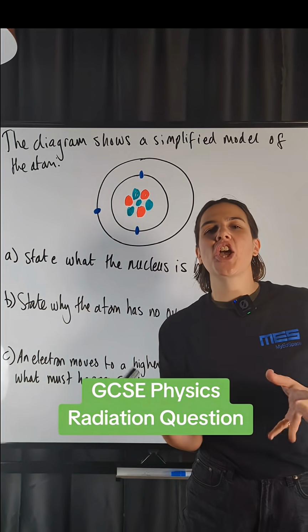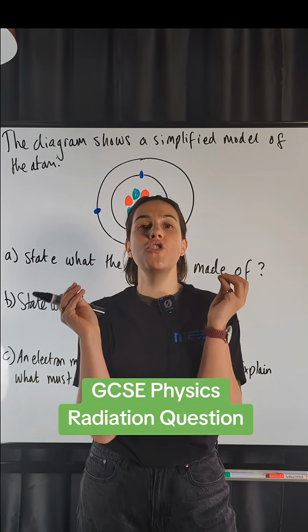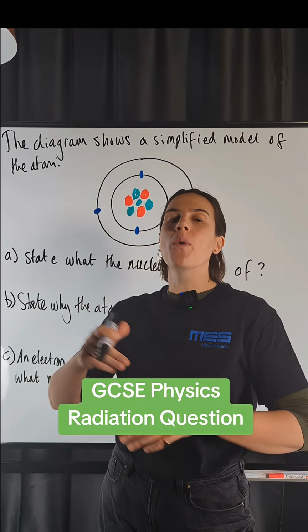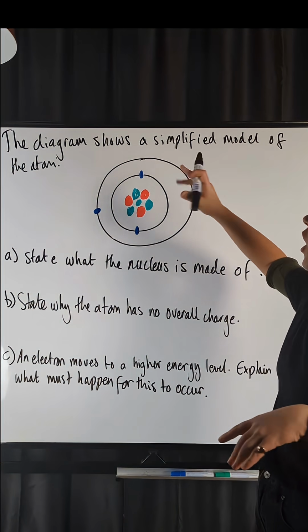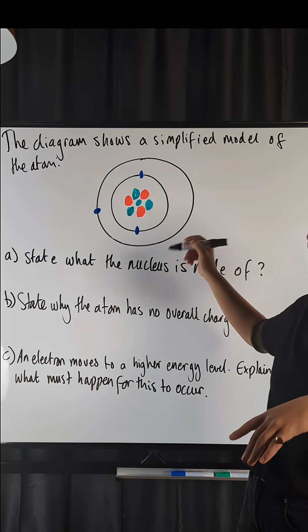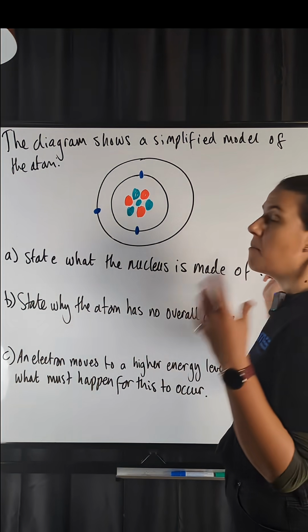Hey GCSE physicists, coming to you today with some nuclear physics. So we're going to have a look at this question on the board. The diagram shows a simplified model of the atom. The first thing we need to do is state what the nucleus is made of.